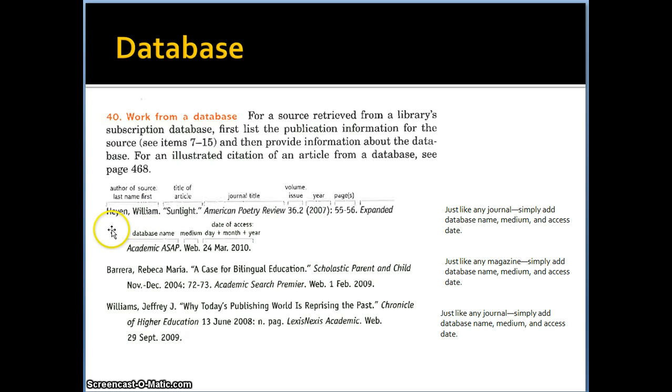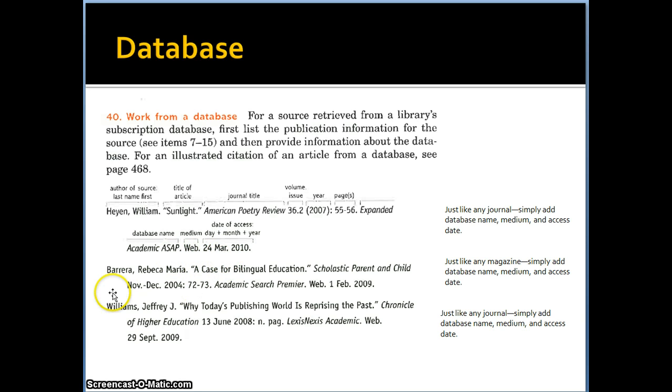So here's a database journal. Last name, first name, short work, name of the journal it appeared in, volume, issue, year in parentheses, and here's our page numbers. That's the way you do journals. That's the way you do any journal, online, print, or database. The only difference is if you access it from a database, you put the name of the database. Here's Expanded Academic ASAP, medium, web, and the date you accessed it.